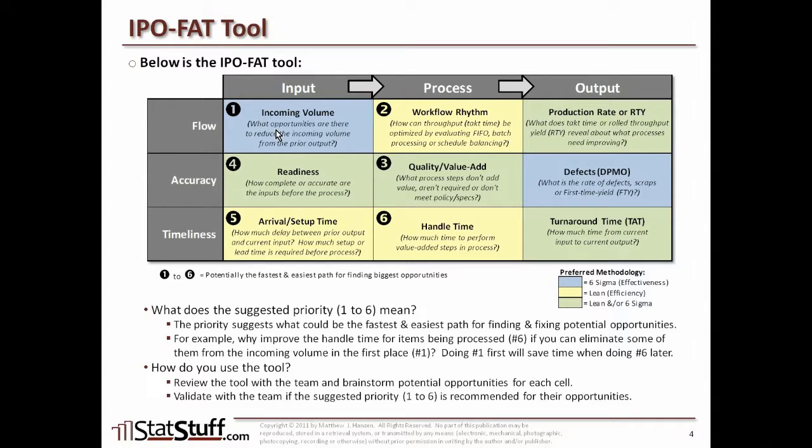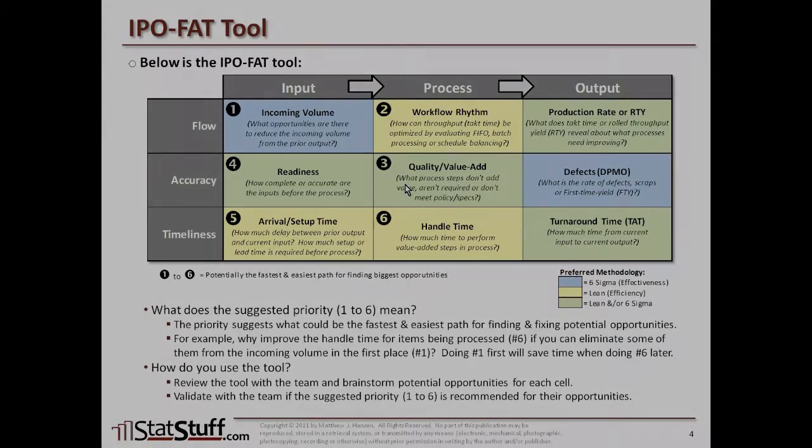Versus this next one, workflow rhythm. That one's in yellow. So whatever items or opportunities you identify here, you're probably going to find yourself using maybe more lean-oriented types of tools or concepts. Versus these green boxes that are in here, these are things where you're going to use possibly some combination of either Lean or Six Sigma, something that's some blend of either one of those methodologies.